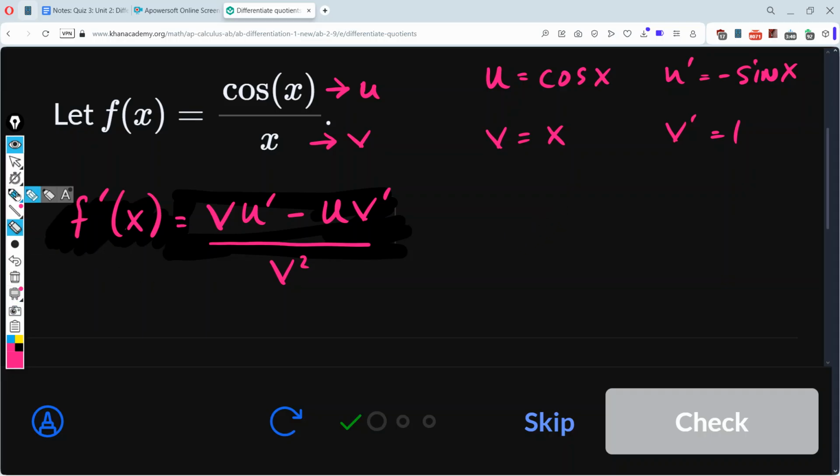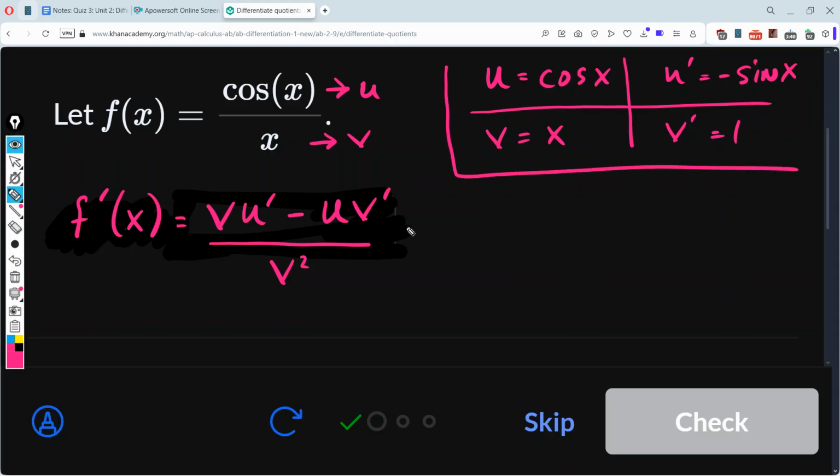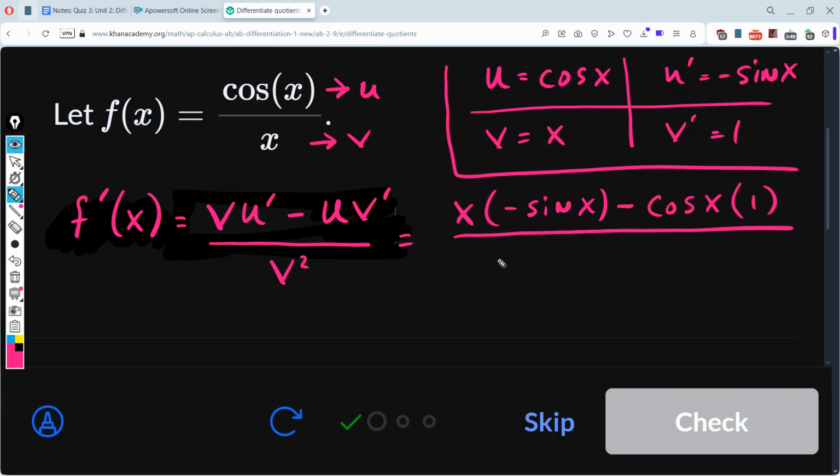All right, and now we can apply what we have here. We made our little table, and here we go. V is going to be x. U prime is going to be negative sine of x. Minus u, so minus u, which is minus cosine of x. V prime is just 1. And that's over v squared, or x squared.